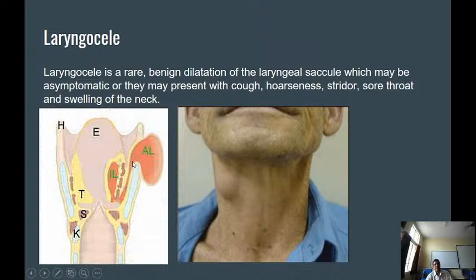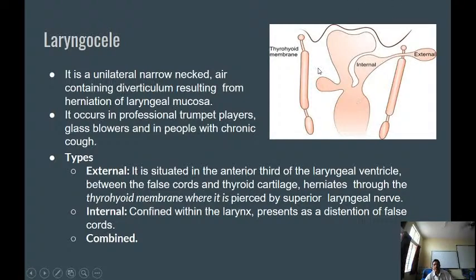And the external one is piercing the thyrohyoid membrane, where there is a weak spot, where the superior laryngeal nerve and the blood vessels enter into the larynx. From that area it may protrude outside and then give rise to the external laryngocele. So this is the diagrammatic representation. This is the ventricle, which is the space between the true vocal cords and the false vocal cords. So this herniates if it is only restricted.